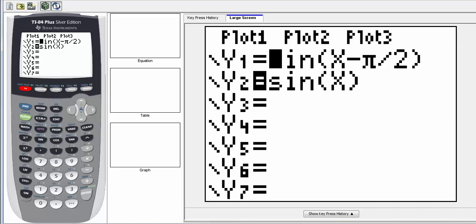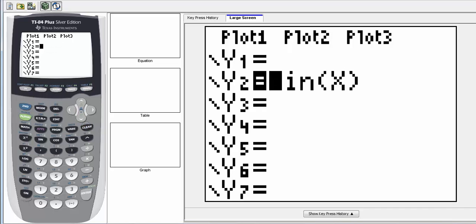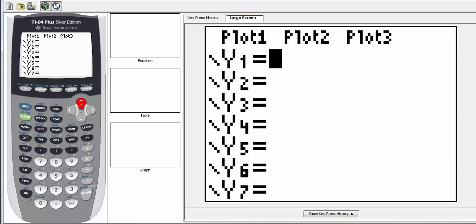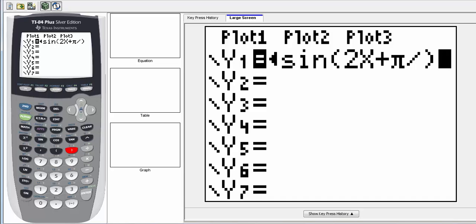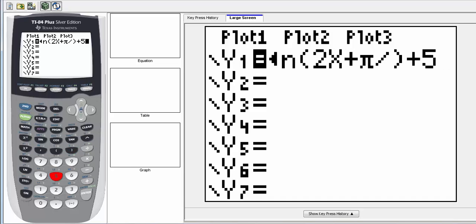So if we go into y equals, clear out what we have here, we're going to type in our function that we have, and our particular function here was y equals 3 sine 2x plus pi divided by 4, close the parentheses, and then plus 5.